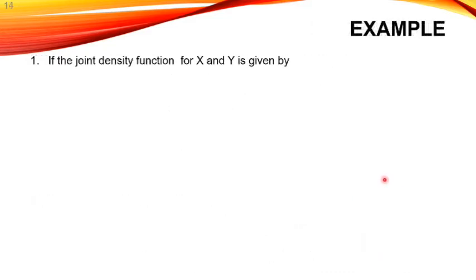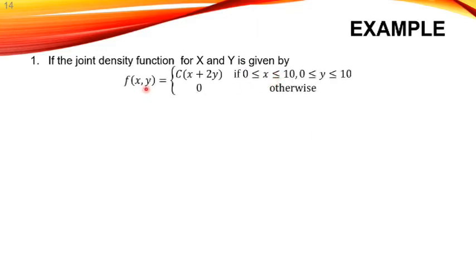Example: if the joint density function of x and y is given by the function f of xy, where it is equal to c times x plus 2y, if x is from 0 to 10 and y is from 0 to 10 also, and if the function is equal to 0 otherwise, find the value of c, then find the probability that variable x is less than or equal to 7 and y is greater than or equal to 2.